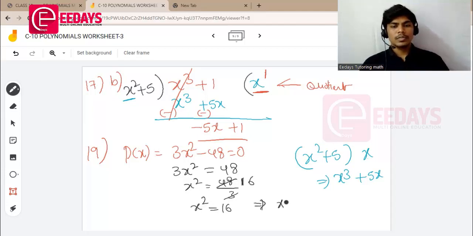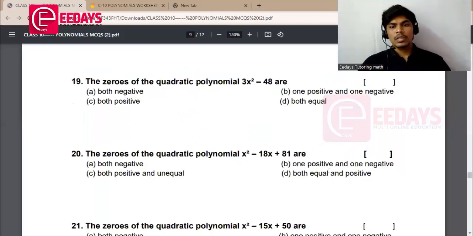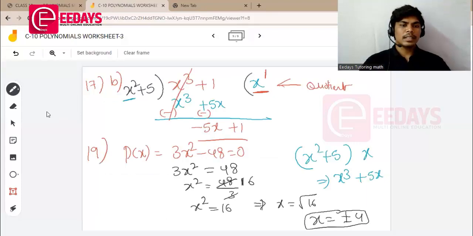Then x is equal to root of 16. X is equal to plus or minus 4. So that's why one positive, one negative value. Option B is the correct answer.